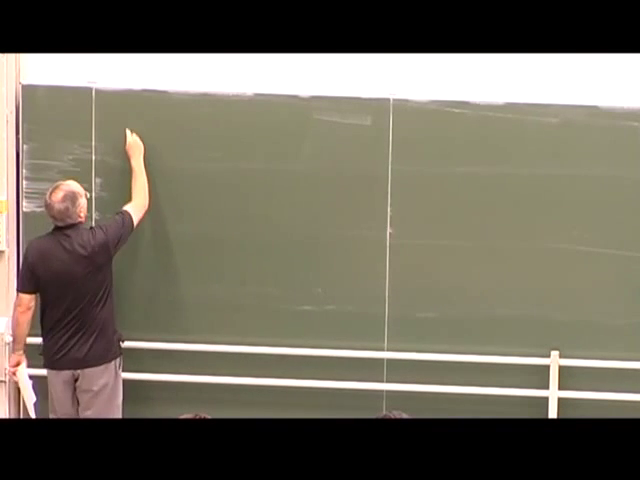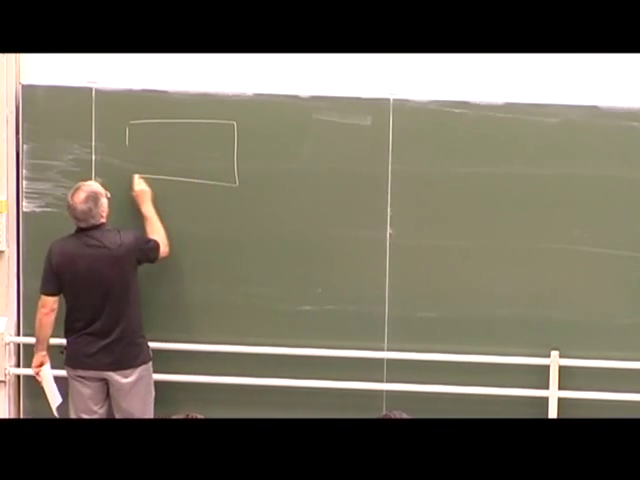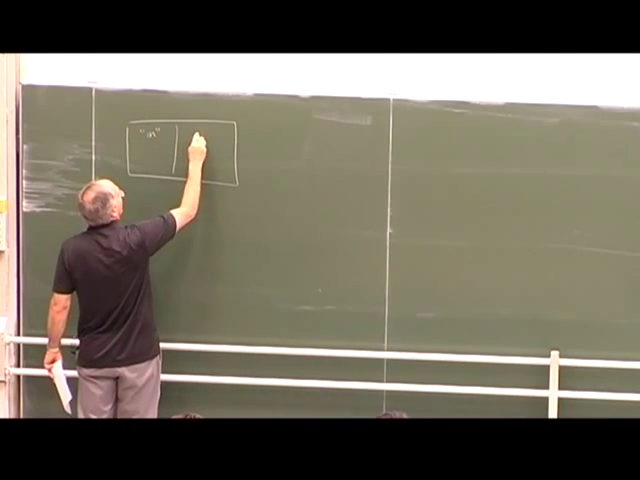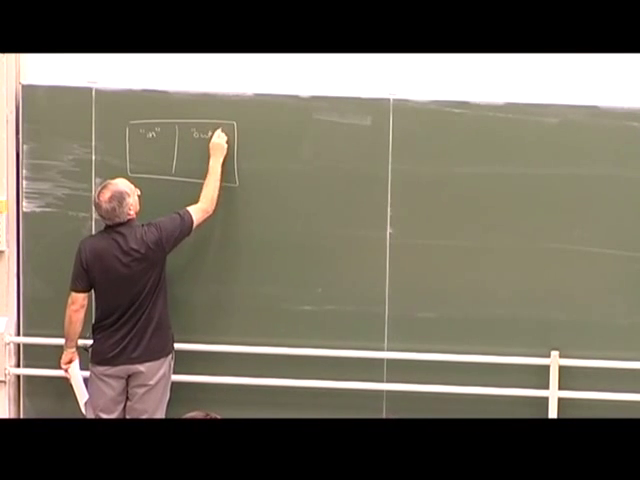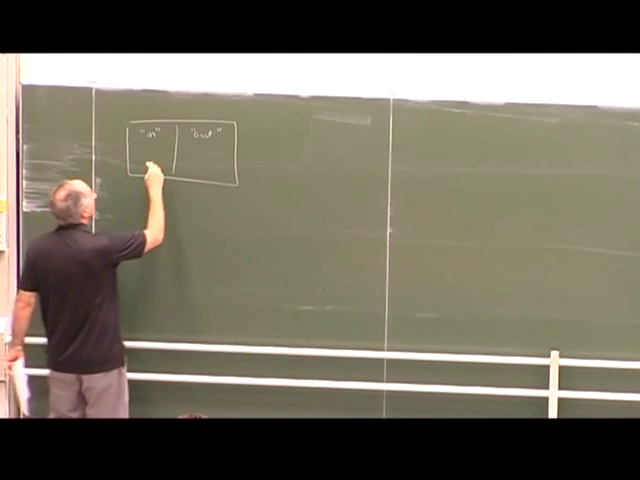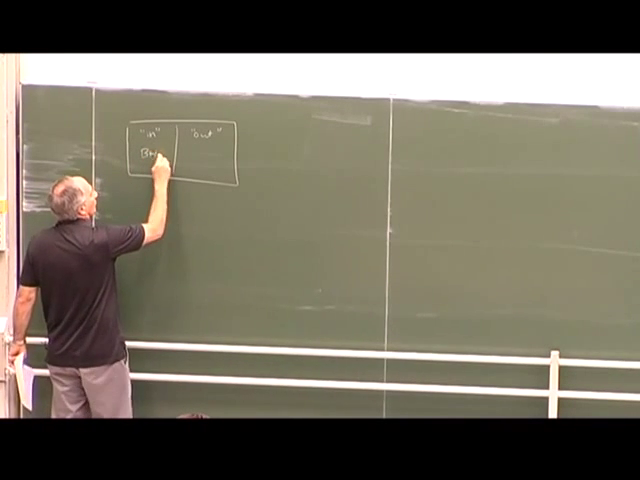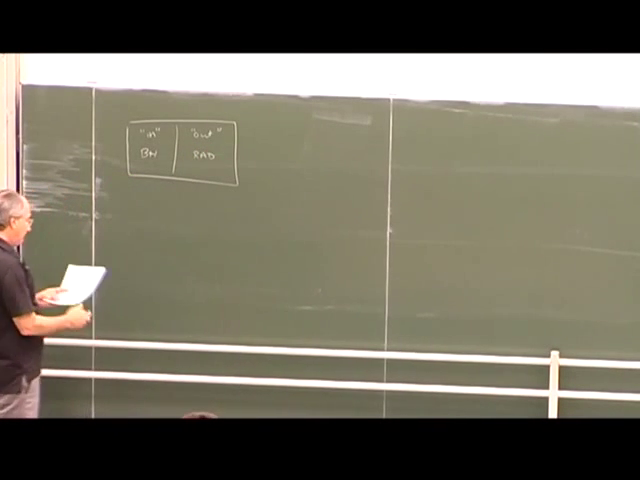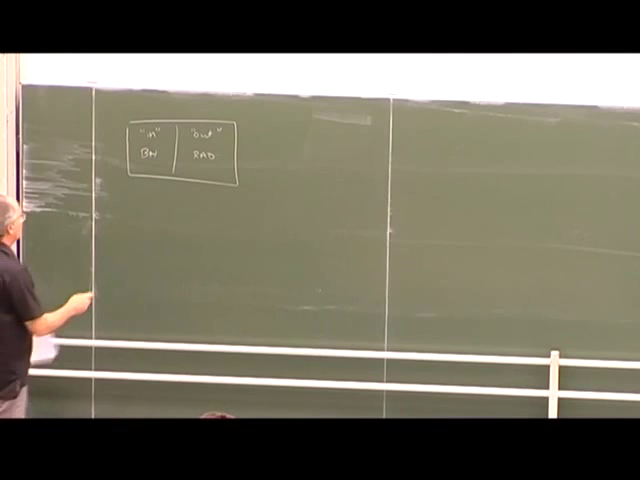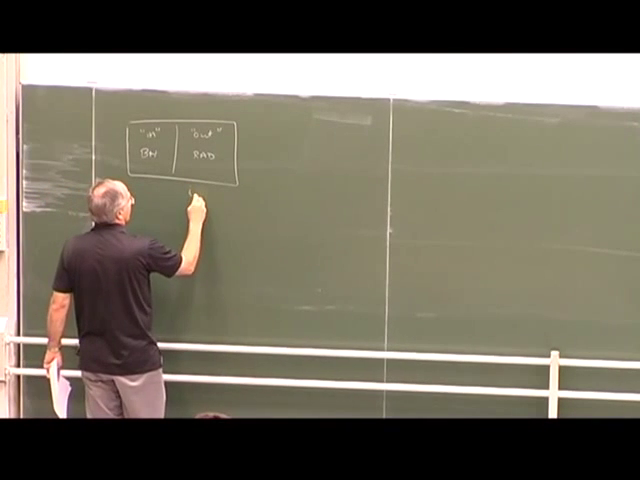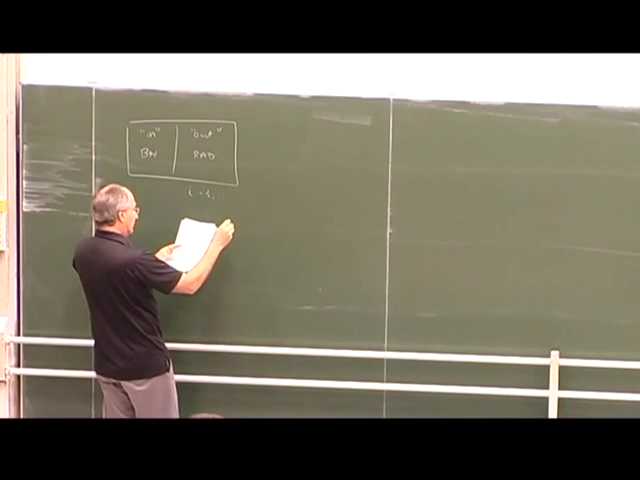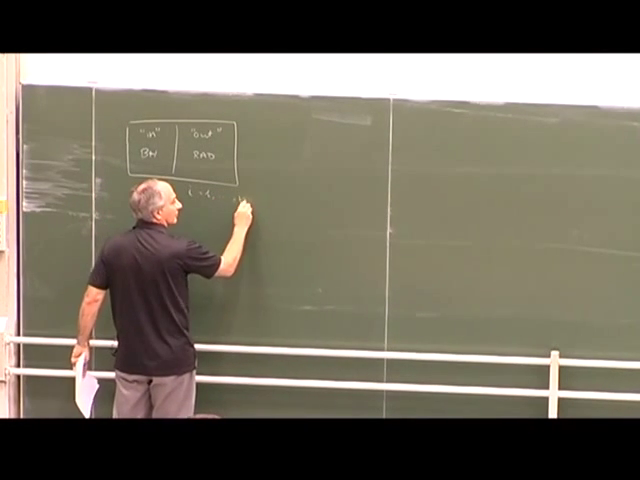So you remember that we were considering a Hilbert space that was divided into two, and this was the black hole and the radiation, and this had, I think I called the n states.